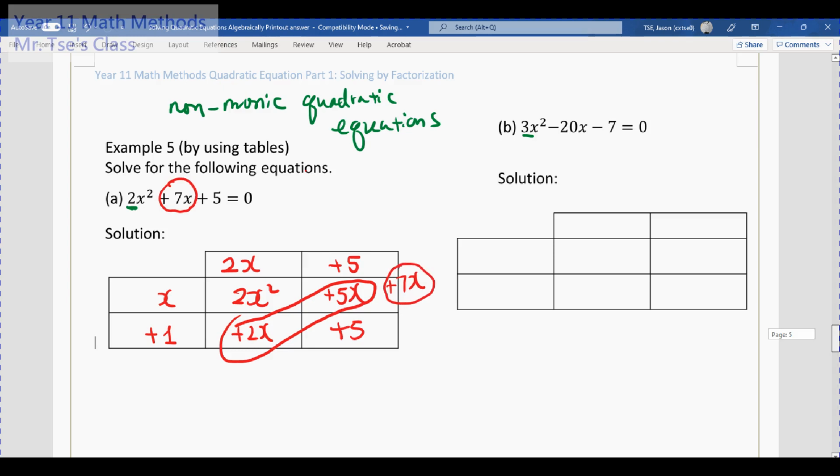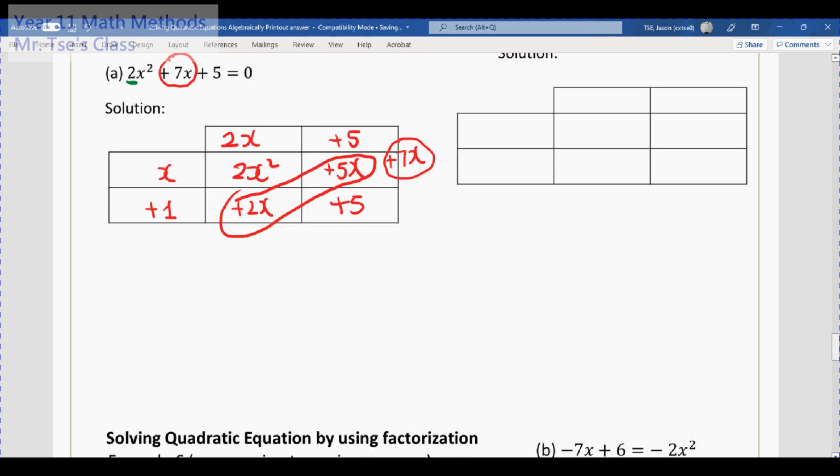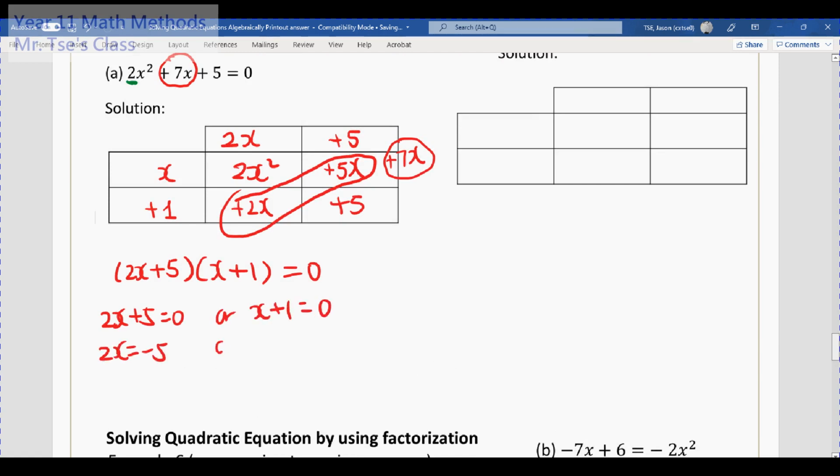And so the factor form should be 2x plus 5 times x plus 1 equals 0. So 2x plus 5 equals 0, while x plus 1 equals 0. 2x equals minus 5, x equals minus 5 over 2, or x equals minus 1. And that's it.